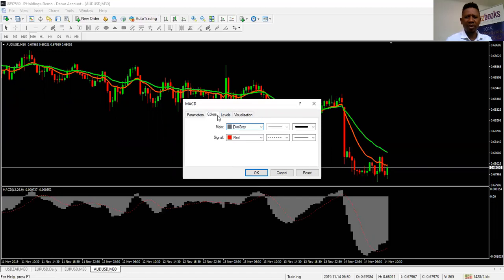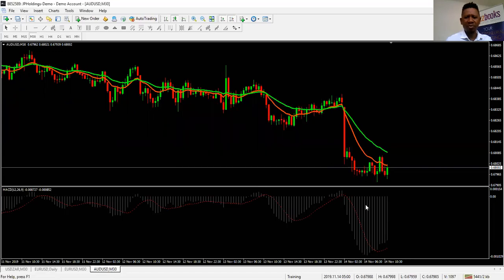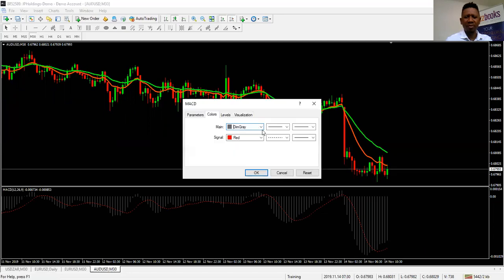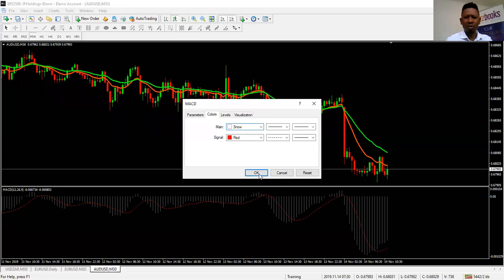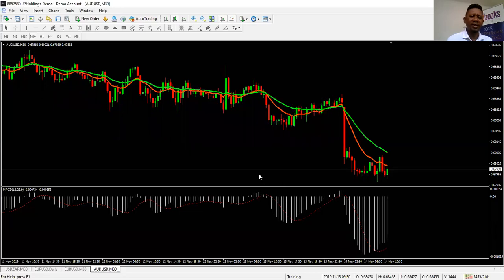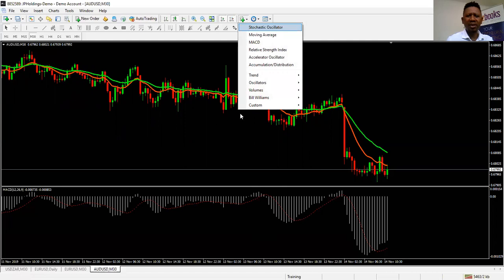I have made my histograms deliberately thicker, but I want to make them smaller. There they are smaller. Let me even make them whiter, because here they're dim gray, but I can also make them much brighter like this. How is that? So there it goes. So that's our MACD.